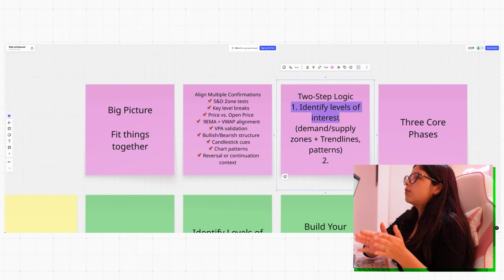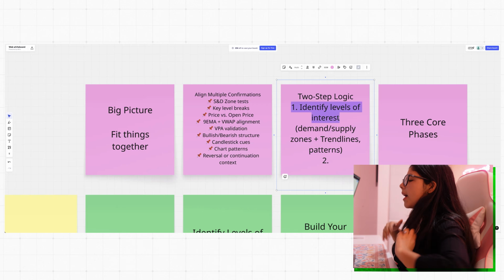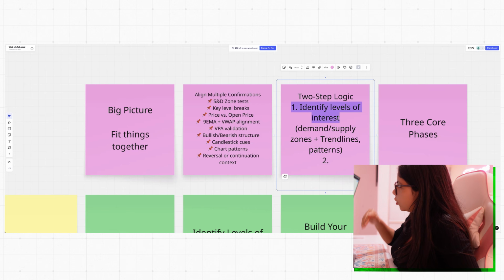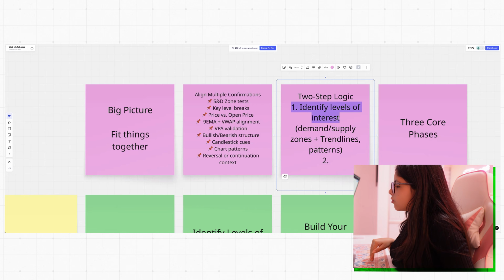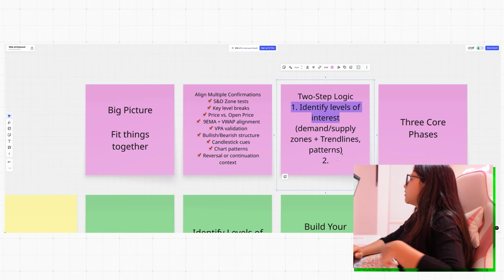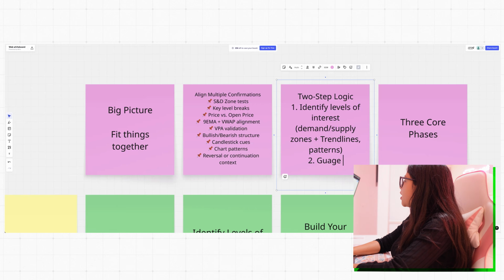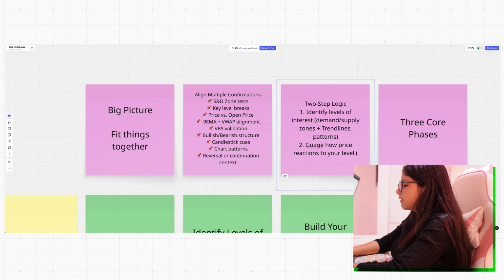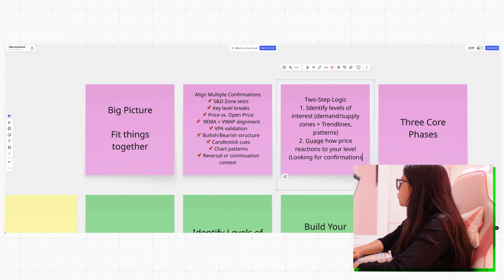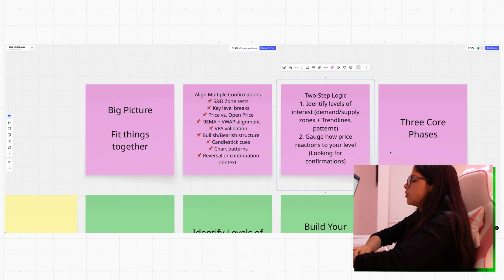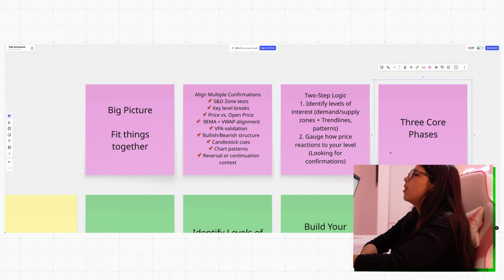You identify your level of interest. But what I mean by identify is price actually has to test your level, and it tests your level first. The whole point of identifying it is to wait for price to test your level. And then once price tests your level, the second part is gauge how price reacts to your level. So that is looking for confirmations. So it's the two-step process. First, it tests the zone, then you look for confirmations. You wouldn't look for confirmations or enter any trade if it doesn't test your supply or demand zone first. So that's very important to be systematic.